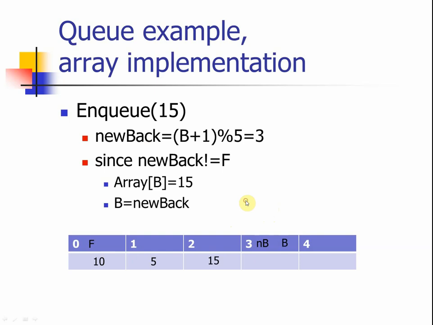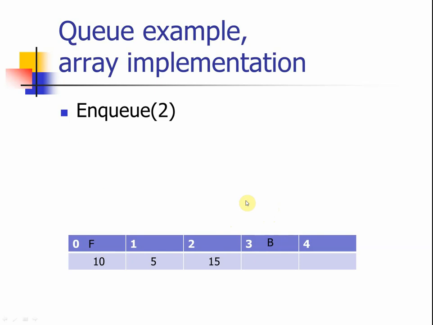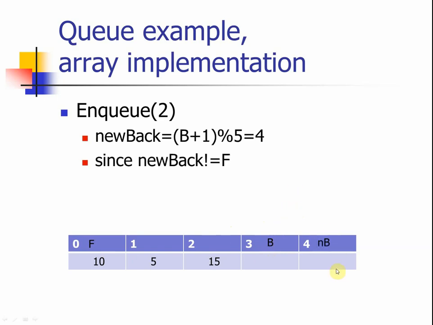Totally fine. If you see one more enqueue, what's going to happen? Same thing. New back will equal back plus 1 mod 5. New back is not equal to front. We can put a value over there, move back to new back. So far, everything goes well.